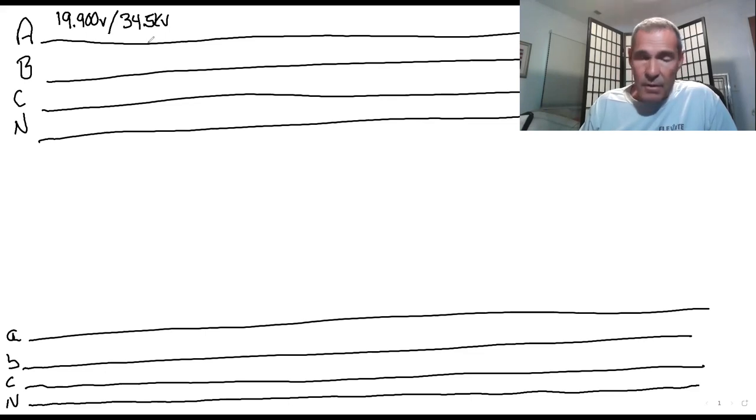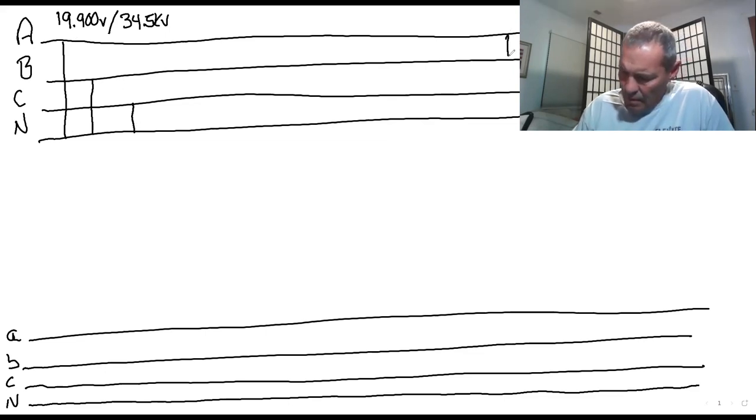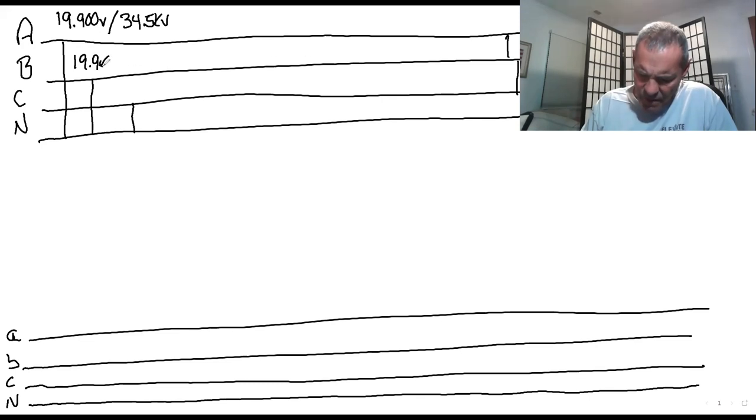All right, so 19,900 and 34.5 kV. So I'm going to do just like we did before, A to N, B to N, C to N. That covers my phase to grounds. A to B, B to C, A to C. And you'll notice I run the same pattern all the time. Instead of writing out 19,900, I'm going to put 19.9 kV. 19.9 kV and 19.9 kV. Got my little arrows in.